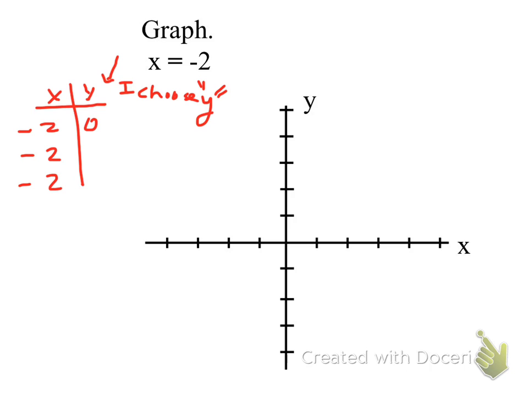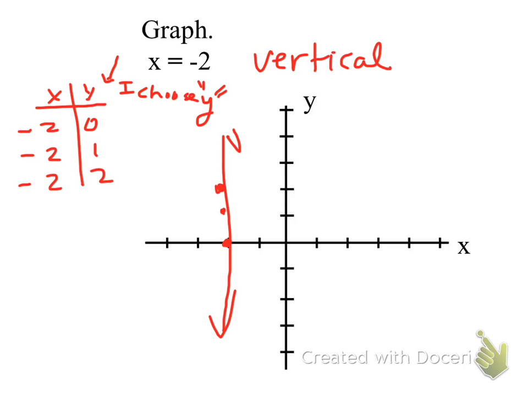Okay, so I'm going to go 0, 1, 2. So then I start at the origin. I go over 2, up 0. Over 2, up 1. Over 2, up 2. What kind of line is this? So anytime you have x equals, it will be a vertical line.